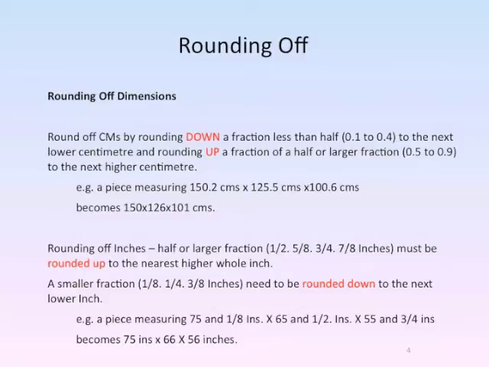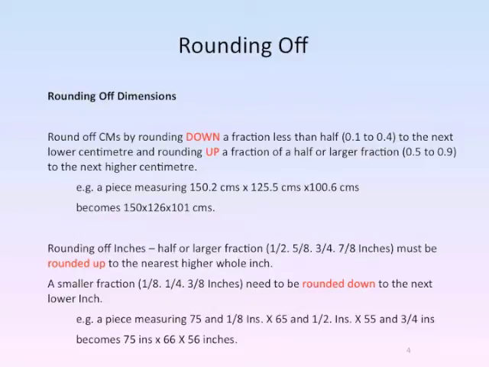150.2 centimetres is rounded down to 150. 125.5 centimetres is rounded up to 126. And 100.6 centimetres is rounded up to 101 centimetres.